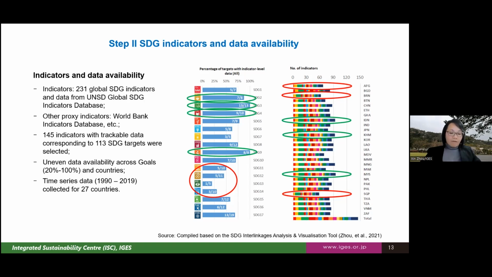Overall, the data availability is better for goals 2, 3, 4, and 9, but less for the environment-related goals, such as goals 12, 13, and 14. On the right side, we can see the data availability at the national level across 27 countries. Countries such as Indonesia, Cambodia, and Malaysia have better data availability, but countries like Afghanistan and Brunei have less availability of the data.